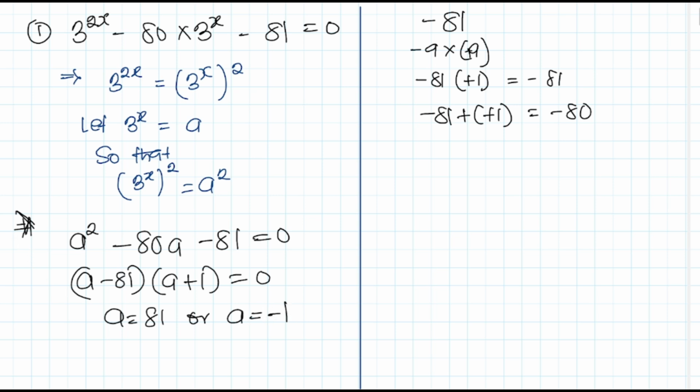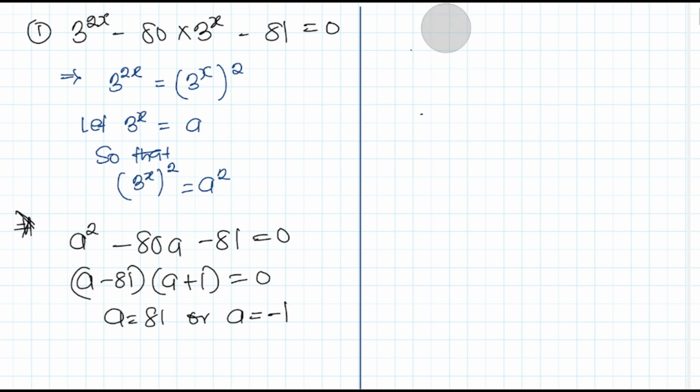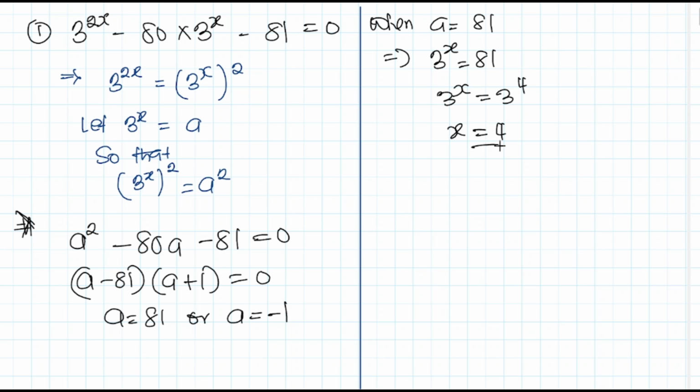Now that we've gotten the value of a, our aim is to solve for x, not a. So we are going to use the roots that we have. When a equals 81, we have 3 raised to power x equals 81. So 3 raised to power x equals 3 raised to power 4. Equating the bases, x equals 4.